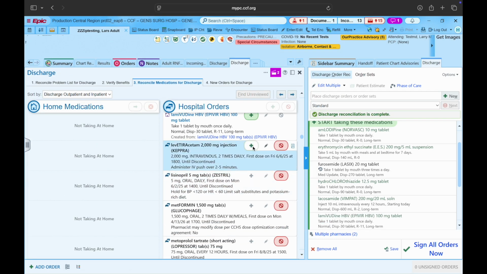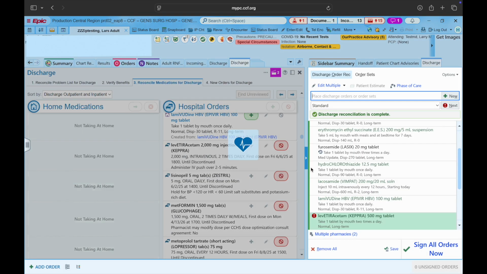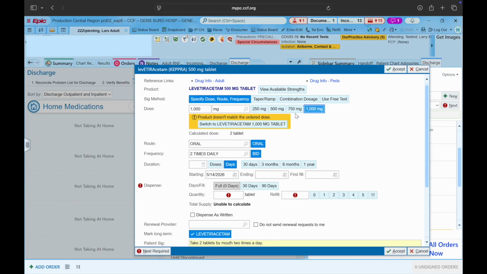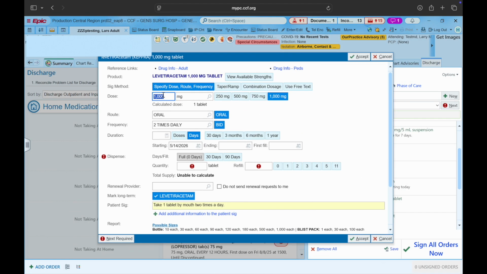You do not want to stop seizure medications, for instance, but it is an IV form, and that isn't something that the patient can take at home. So I've converted it to an oral format. I did make an error over here, so Vimpat should have been converted as well.